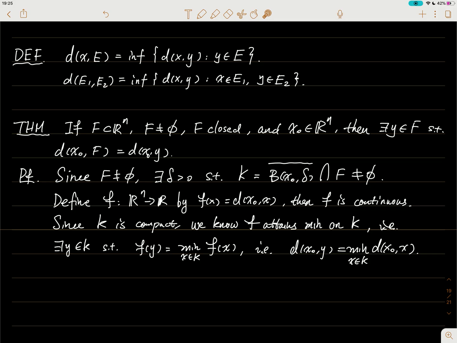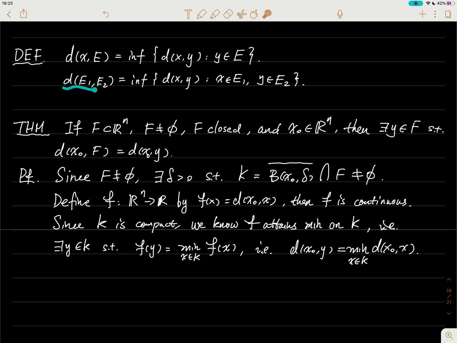Let's consider the definition for the distance between a point and a set, or a distance between a set and a set. So d(x, E) here, where E is a subset in R^n, means the infimum of d(x, y) where y is from E. In other words, you can find a sequence of points in E such that their distance to x converges to the distance between x and E. So that's the definition of the distance.